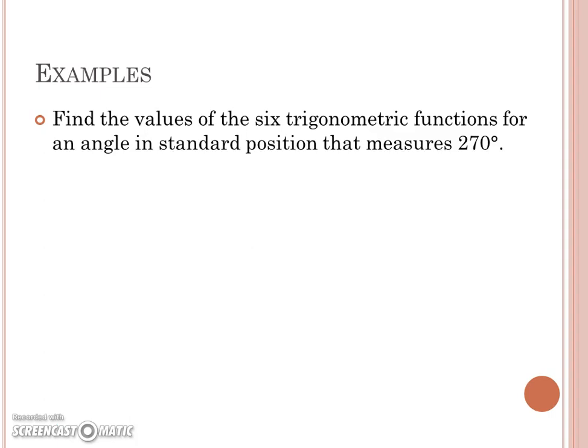Alright. To find the values here, given the standard position angle that measures 270, first we graph that 270, and that goes from the standard position all the way around to the y-axis on the bottom. We can't really draw a right triangle here because it's straight down. And so our coordinate point is at 0, -1, and our radius is the length of 1 because it went down 1.